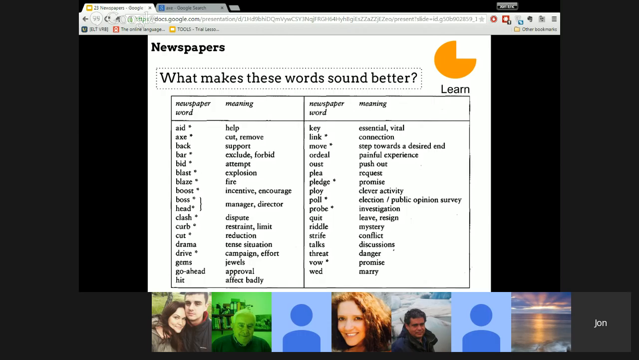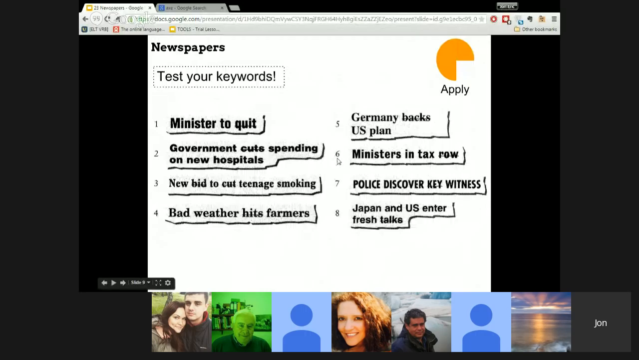So listen, these are some great key words. Now, I've got a few exercises for you to try. Maybe what we can do is, because we're going to run out of time here, on slide 9, you have to basically just explain what the word means. If you can, you're going to replace the words with better words. So, for example, quit. Exactly, right. So you're going to rewrite these headlines here. This is a simple exercise.